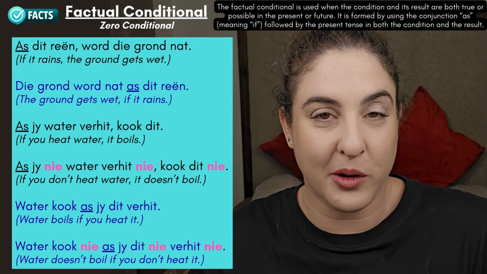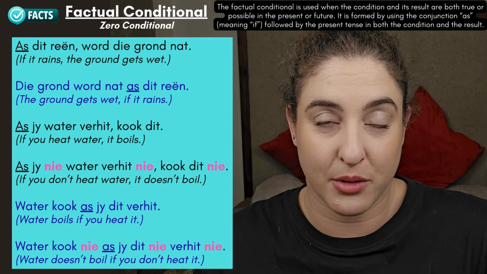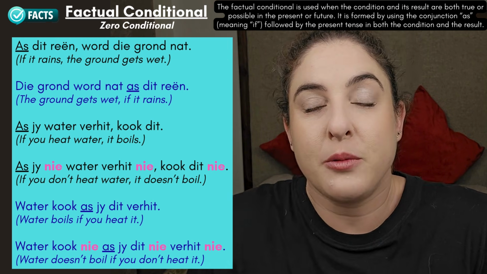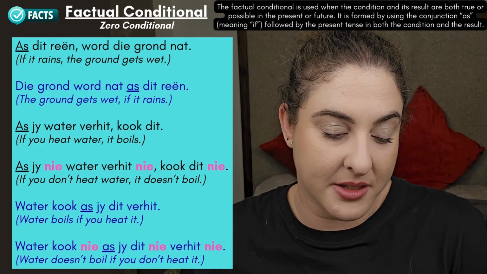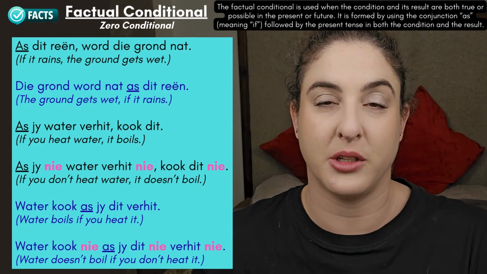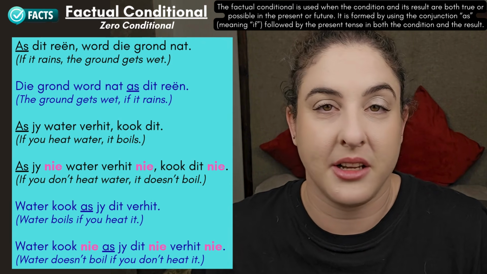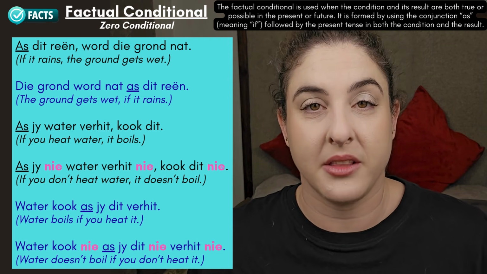This is not the case for all of these sentences, right? So that's the other problem. They don't always swap positions or places. And you probably, strictly speaking, can say dit kook as jy water verhit, right? You can technically, grammatically do that. We do not speak that way.